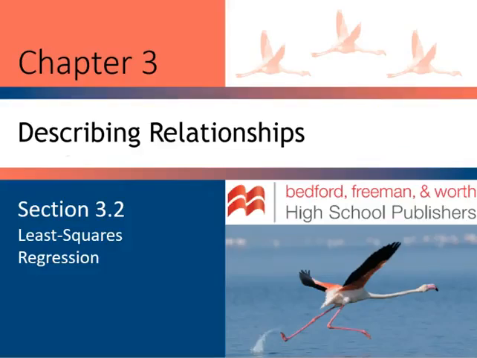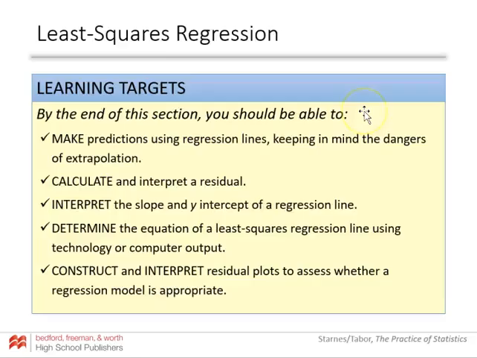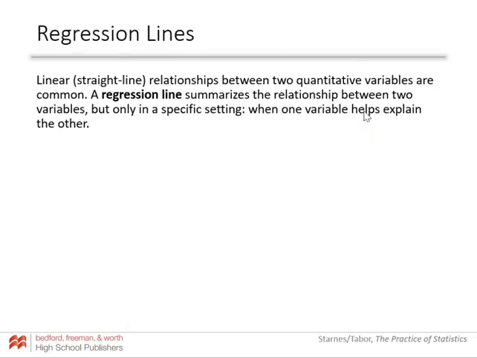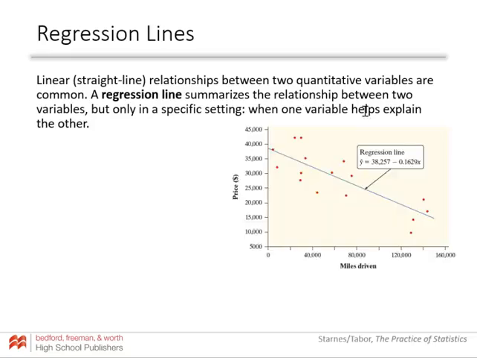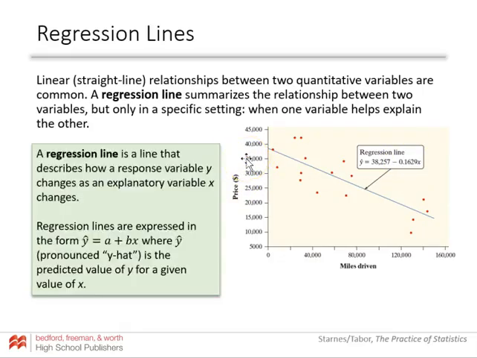3.2, we're going to look at the least squares regression line. You may have heard this in other classes described as the line of best fit. All right, so regression lines, we're only going to do linear, so straight line relationships. And so if we think one variable can help explain the relationship with the other, then we can come up with a regression line.